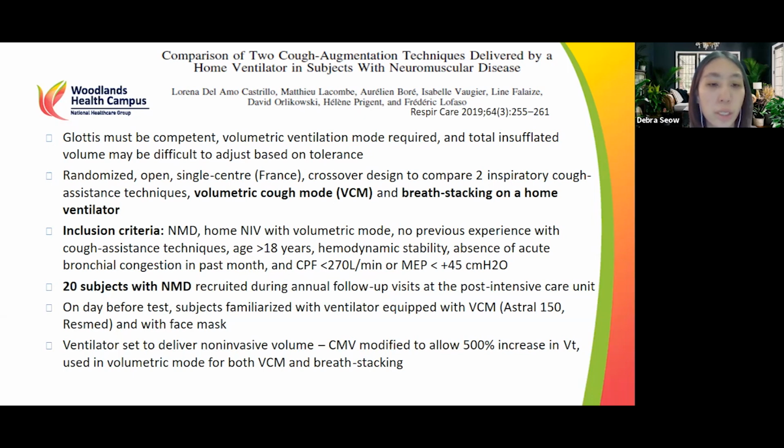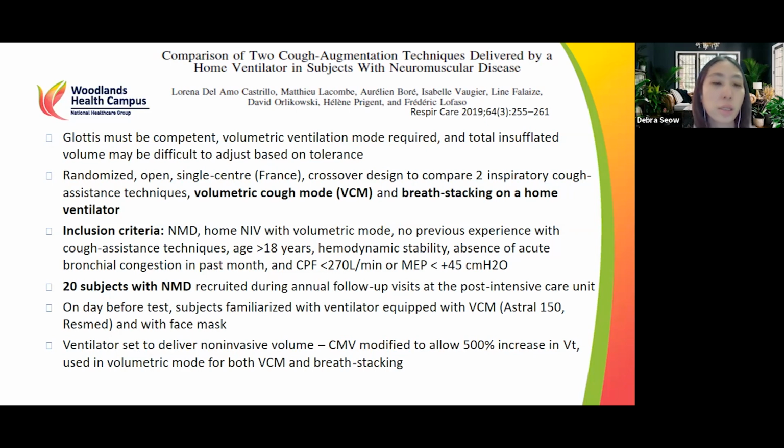So there were 20 subjects with NMD, and they were recruited during follow-up visits at the post-intensive care unit. On the day before the test, subjects were familiarized with the ventilator that was equipped with VCM. This is a special mode that was available on the Astral 150 ResMed France. For this particular study, the mechanical ventilation is modified such that you allow a 500% increase in the tidal volume, and it can be used in volumetric mode for both VCM and breath stacking.